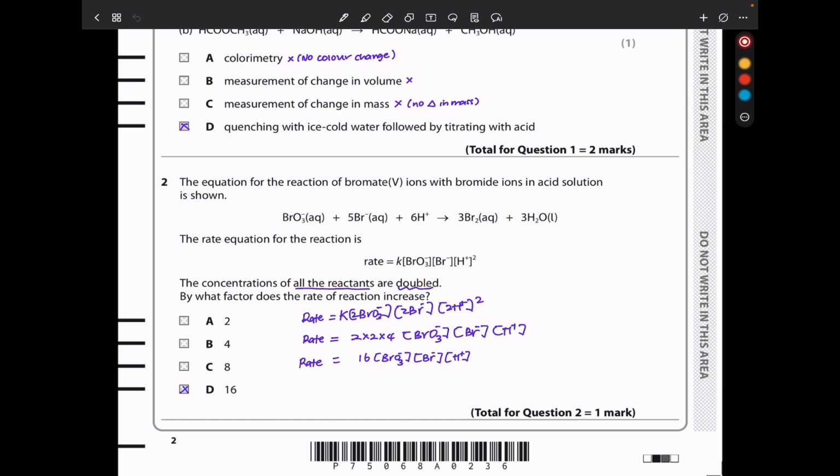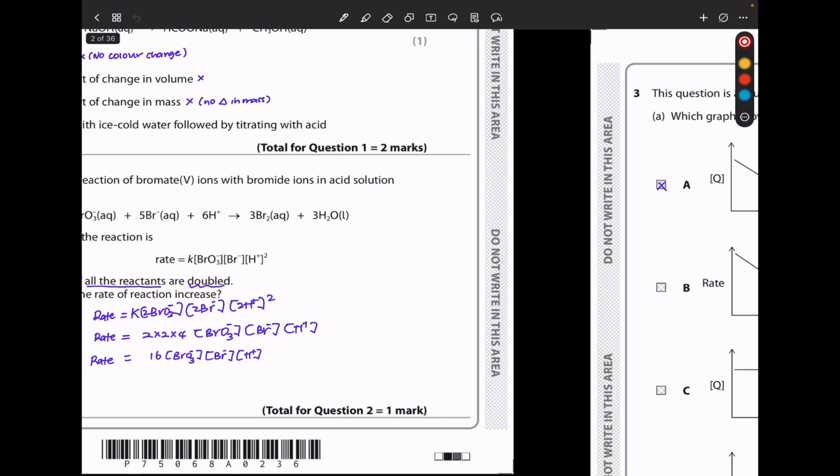If we double the concentration terms, so this is going to be 2 times BrO3-, 2 times Br-, and 2 times H+ squared, which is going to be 4. So 2 times 2 times 4 gives us 16, so the rate is going to increase by a factor of 16, and this is going to be the answer.